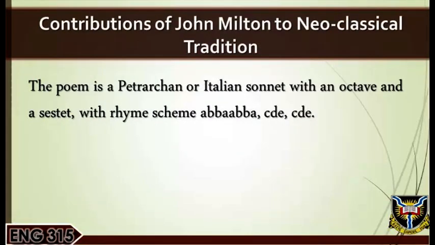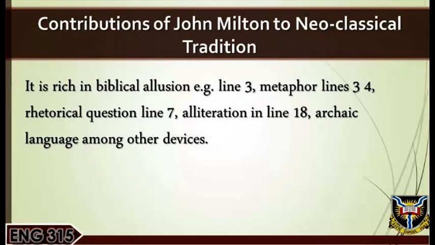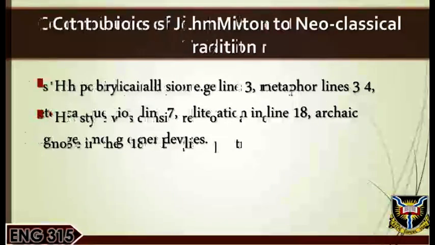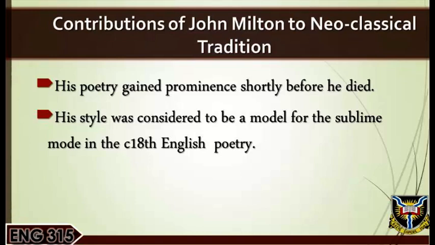The poem is a Petrarchan or Italian sonnet with an octave and a sestet, with a rhyme scheme ABBA, ABBA, CDE, CDE. It is rich in biblical allusion, e.g., line 3, metaphor, lines 3 to 4, rhetorical question, line 7, alliteration in line 8, archaic language among other devices. His poetry gained prominence shortly before he died. His style was considered to be a model for the sublime mode in 18th century English poetry.